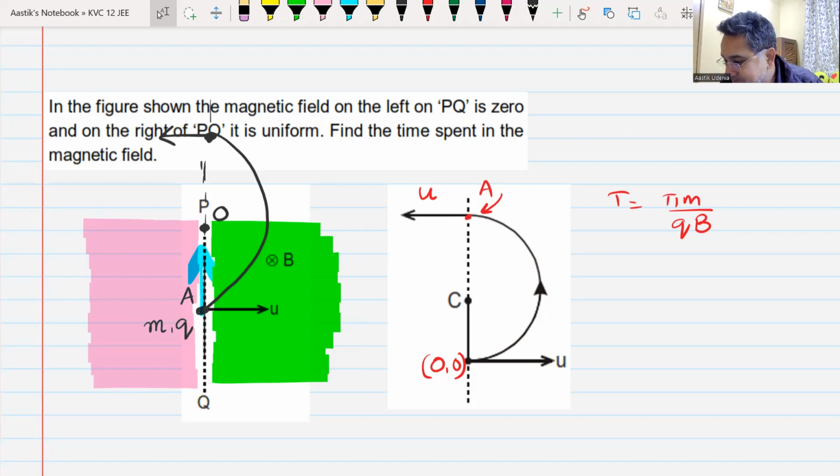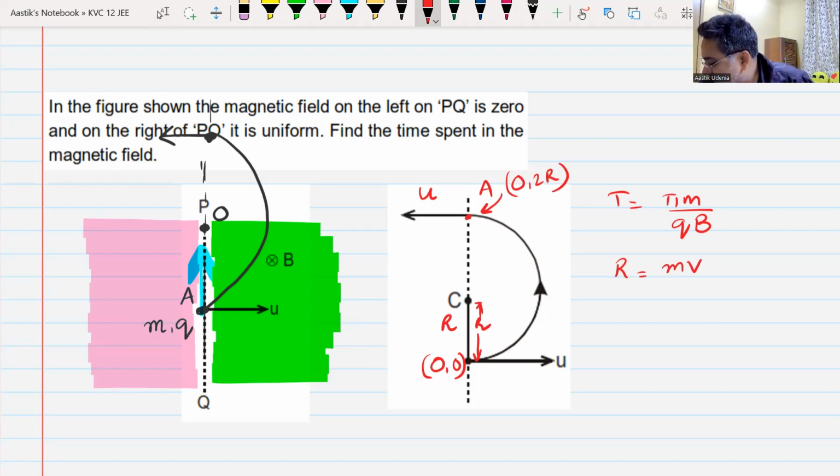0, 2r. That is correct, because this is r. From here to here it is r. This will also be r. So this will be 0, 2r. But remember, how much is r? R is the radius of the circle, mv by qB. Here v is u, so r is mu by qB. That is the answer, my dear friends, that I was looking for. And that is how questions of this nature are solved.